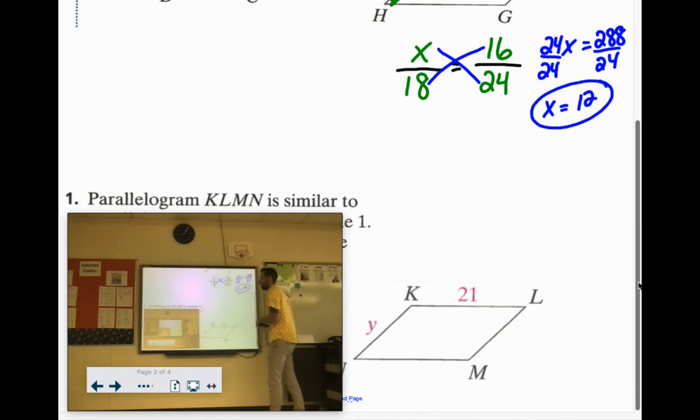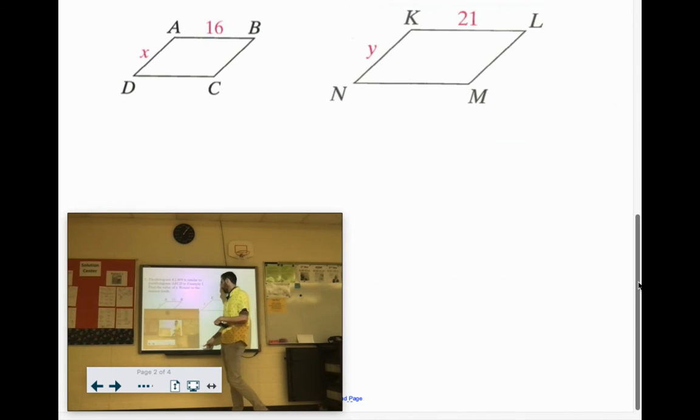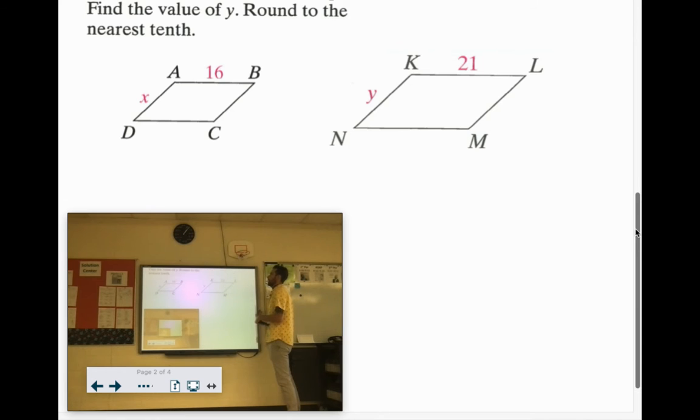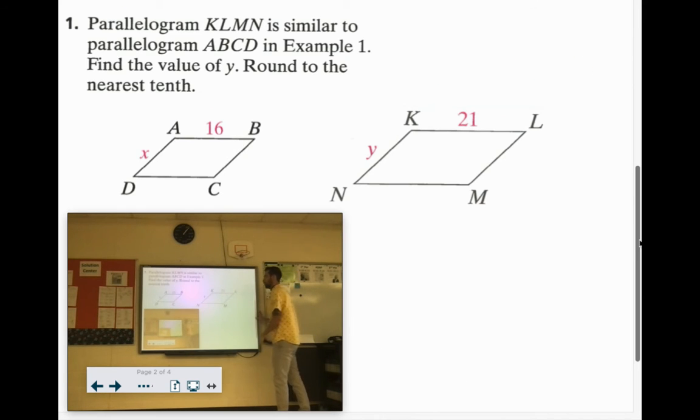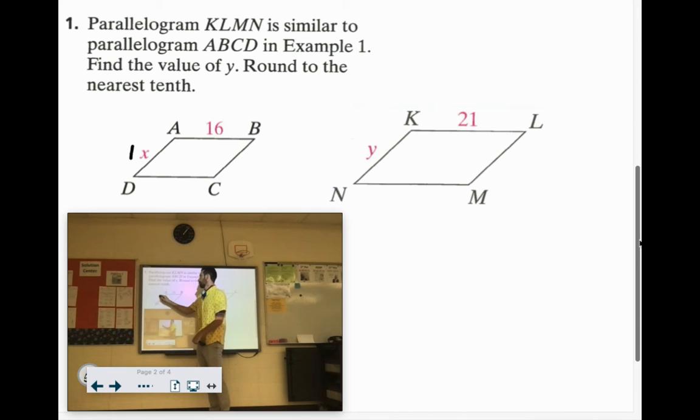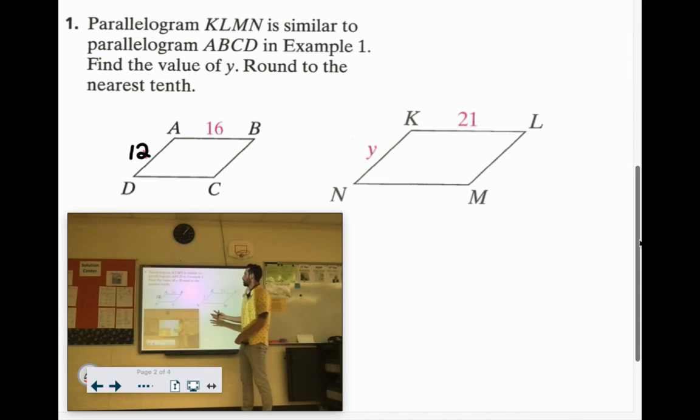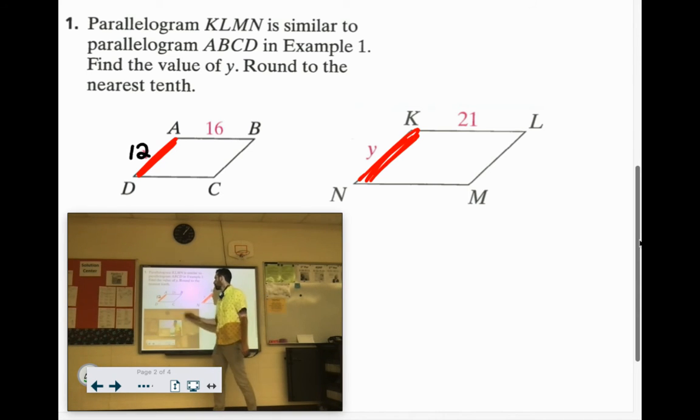So we're going to use that same parallelogram, one of them, but I just copy and pasted it down here. Parallelogram KLMN is similar to ABCD. In example one, find the value of y. So we just found x, and we found out that it was 12. So we're going to parlay that knowledge into solving for y. So 12, the side of 12 corresponds to the side with the y on it. And then our top sides also correspond, 16 and 21.